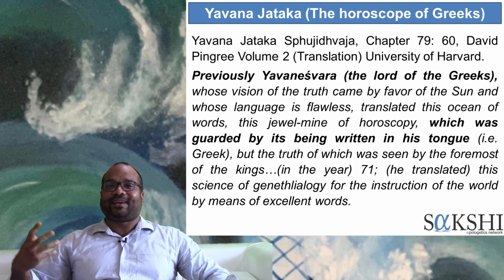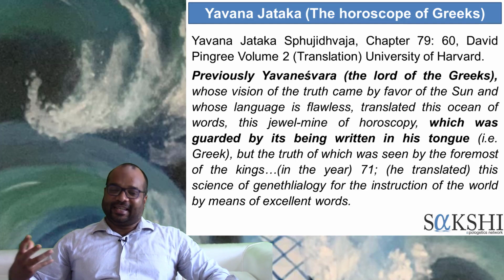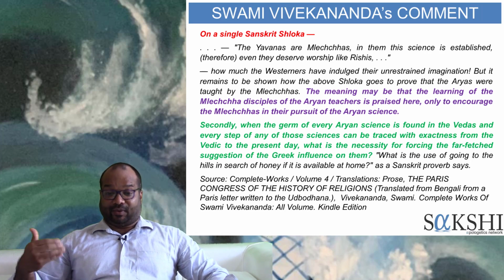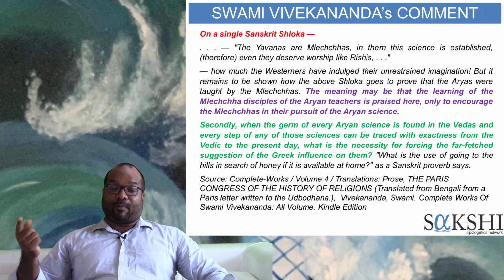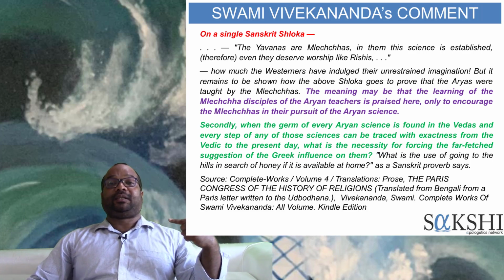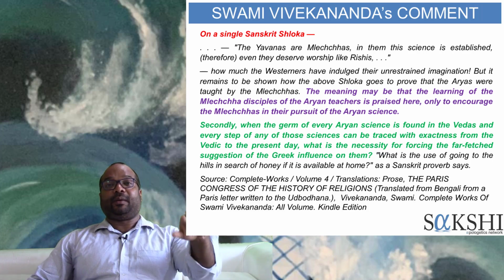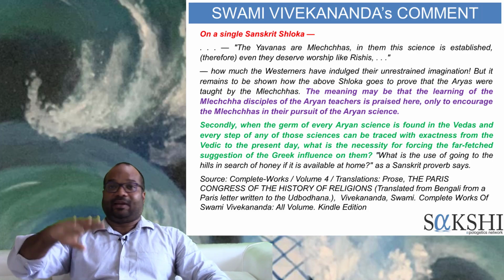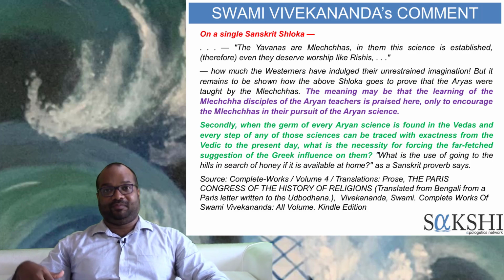Now the question is, people like Swami Vivekananda, who are propagators of the Vedic golden age myth, how far are they from the truth? Let us read back Brihat Samhita, Adhyaya 2, Sloka 2, its meaning, and Swami Vivekananda's comment. Meaning may be that the learning of the Mleccha disciples of the Aryan teachers is praised here, only to encourage the Mlechhas in the pursuit of the Aryan science. So Brihat Samhita is to encourage the Romans, Greeks and others to learn Indian astrology, and not that we have learned anything from them.